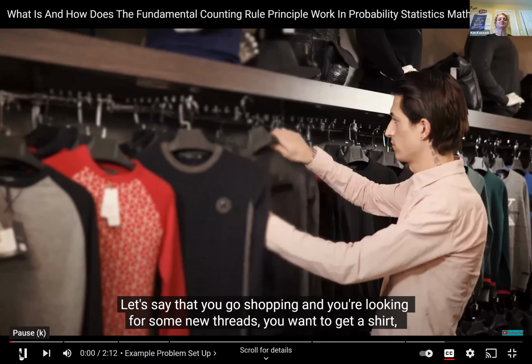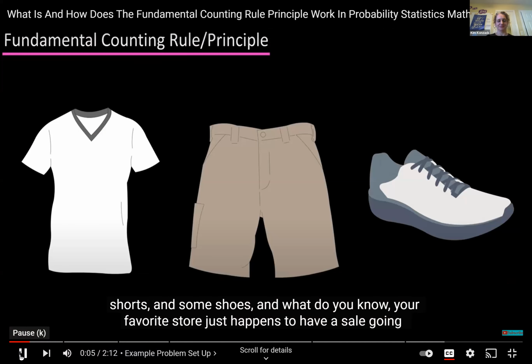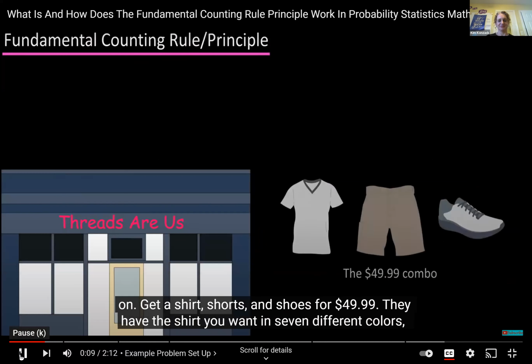Let's say that you go shopping and you're looking for some new threads. You want to get a shirt, shorts, and some shoes. And what do you know? Your favorite store just happens to have a sale going on. Get a shirt, shorts, and shoes for $49.99.